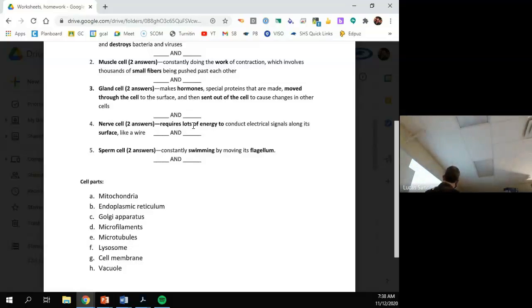And finally, number 5, you know about the sperm cell. It swims with its flagellum. Swimming is going to require a lot of what? Energy, which means, again, mitochondria. That's A. What about the flagellum? Did you take the time to look up what flagella are made of? Close. Microtubules. Microtubules are what flagella are made of. So A and E for number 5.